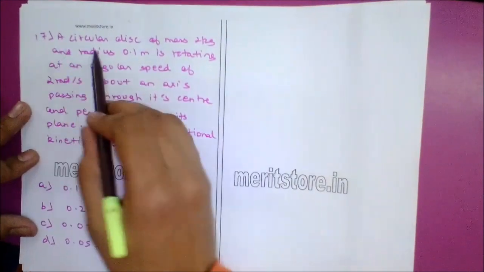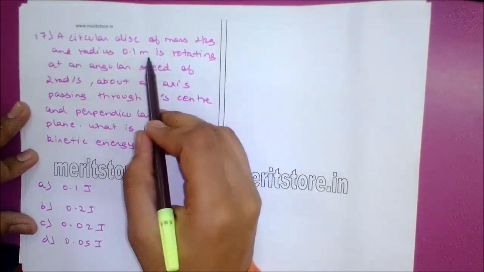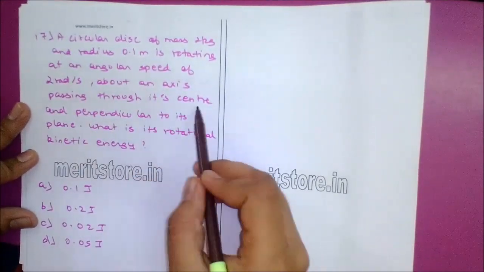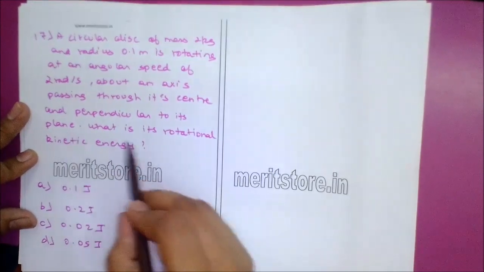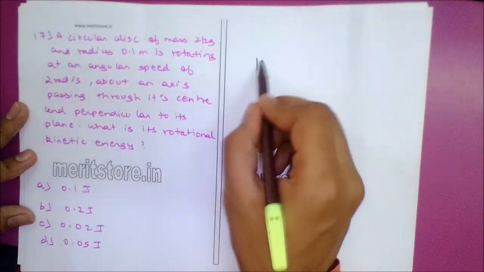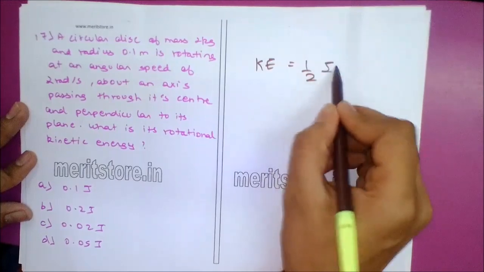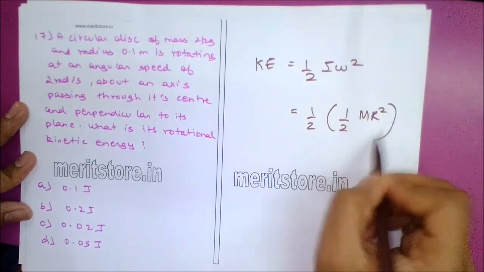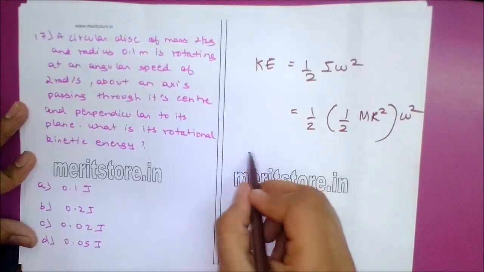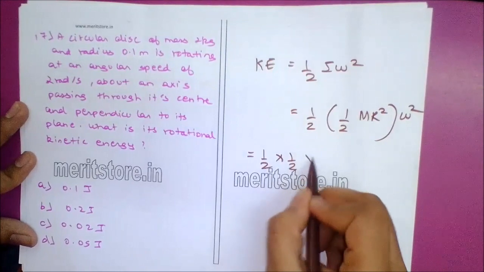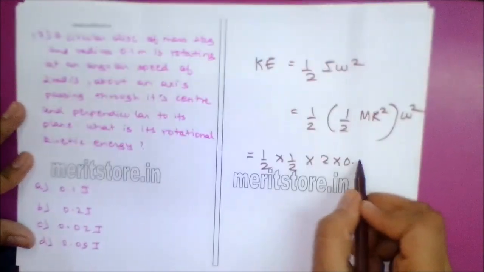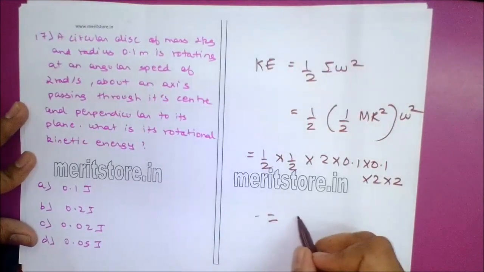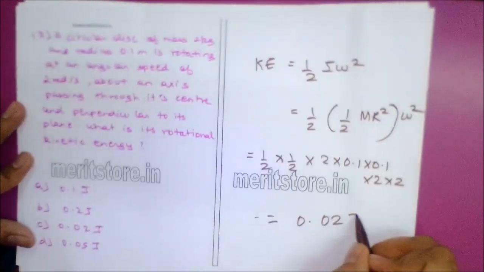Question number 17. A circular disc of mass 2 kg and radius 0.1 meter is rotating at an angular speed of 2 radians per second about an axis passing through its center and perpendicular to its plane. What is the rotational kinetic energy? Kinetic energy is equal to half I omega square, half m r square omega square, half into 2 into 0.1 into 0.1, 2 into 2, which on solving we get 0.02 joules.